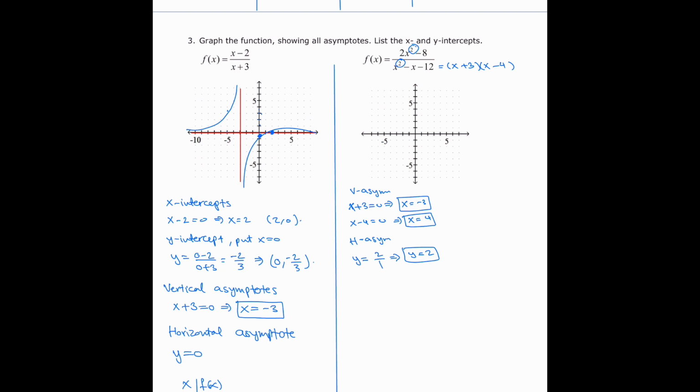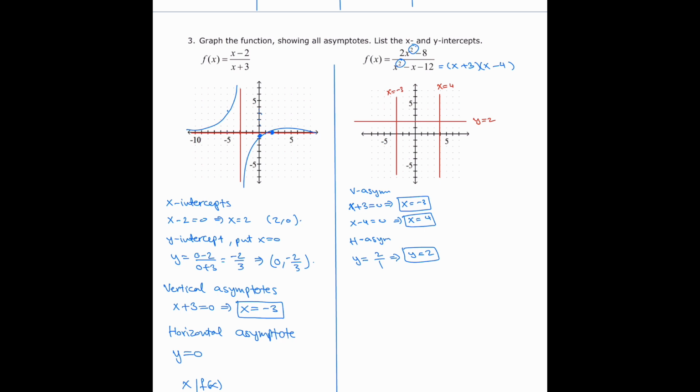So the first step is to graph them. I'm going to say negative 3, positive 4, and 2. Y is equal to 2. So this is x equals 4, x equals negative 3, and this is y equals 2. Now I need to find the x-intercepts and y-intercepts.